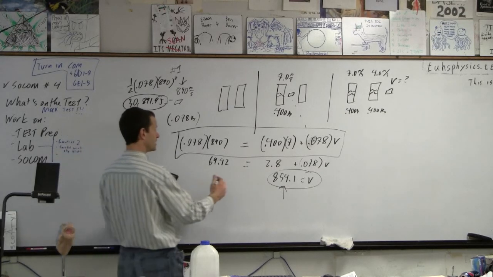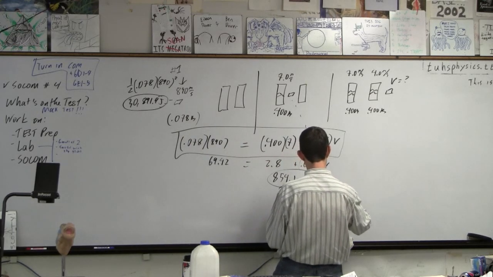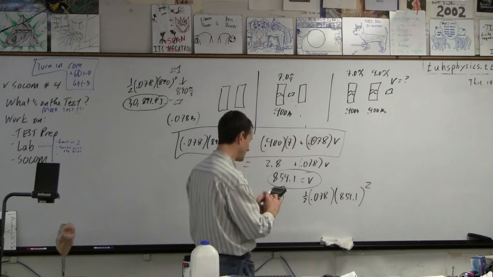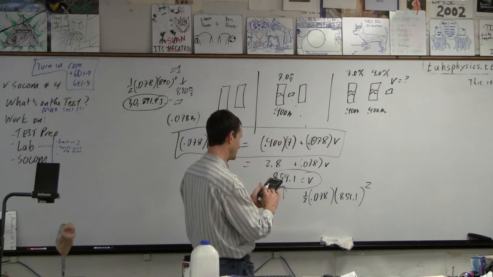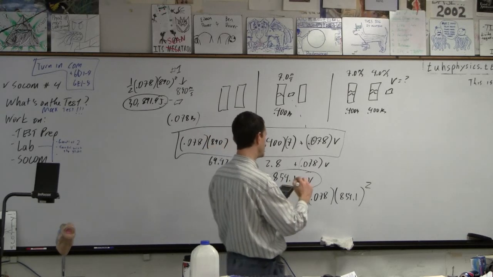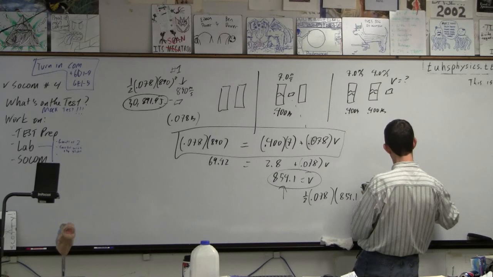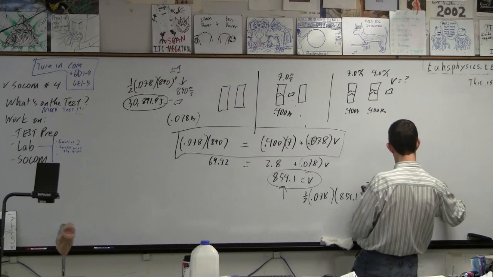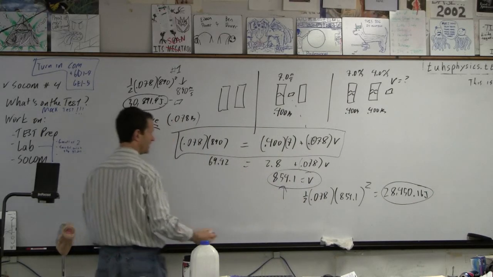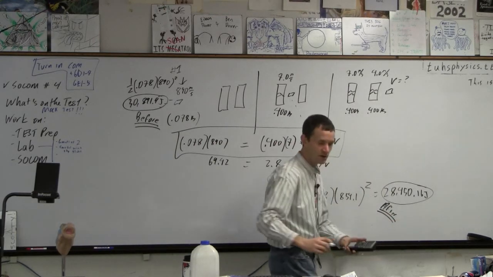Okay, and then afterwards, the bullet's kinetic energy is going to be 1/2 mv squared. I'm going to use the 854.1, only I'm going to use the unrounded version in my calculator because I'm suspicious. So that times 0.078 times the velocity squared is 28,450.16. So here's before, and here's after it goes through the first block.